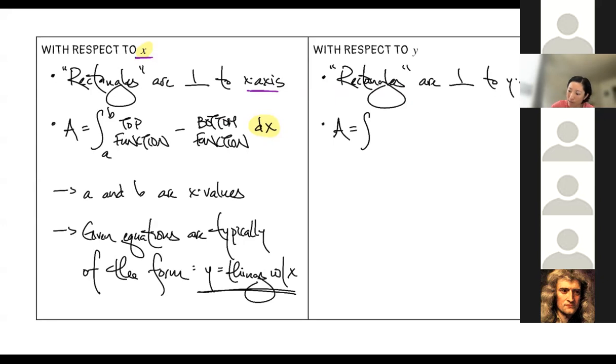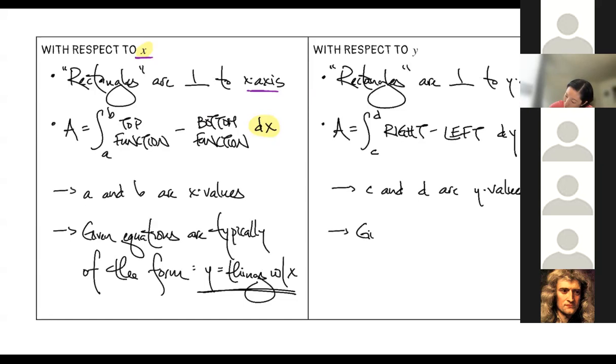Now, we typically call these C and D, just to know that those values are Y values, they are not X values. And instead of saying top minus bottom, we usually say right minus left. And we want to seal this off with not a dx, but a dy. We can say that C and D are Y values.